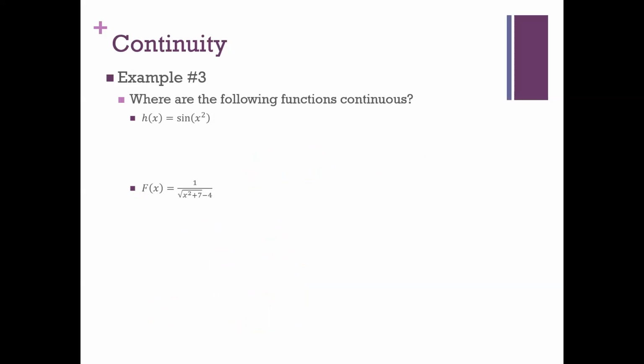And two more here. Where are these functions continuous? As we're looking at the first one, if you look at it as sine of x squared, that might be a little difficult to think about, but what you can do is think about it like this: f composed with g, where f of x equals sine of x and g of x equals x squared.